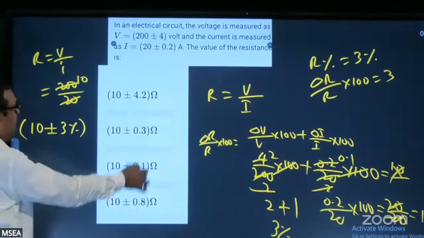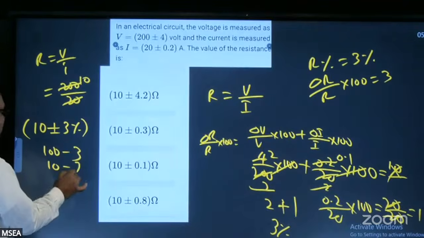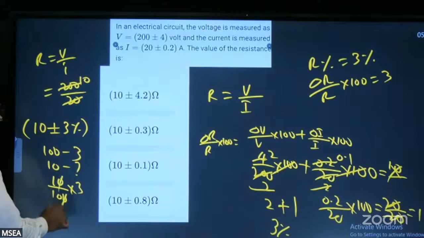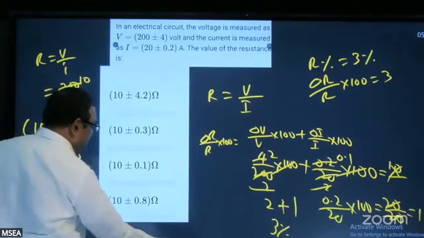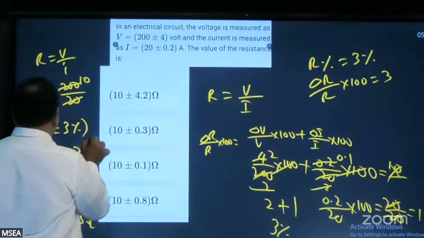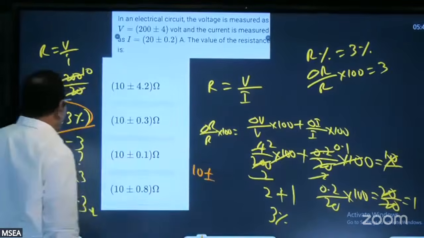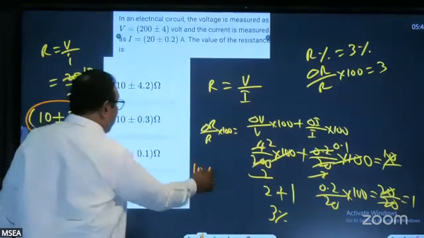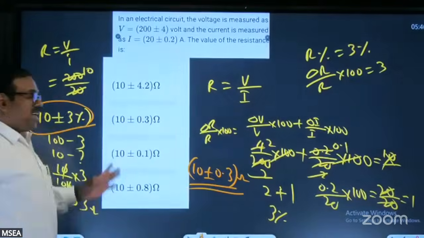But it is asking for the absolute error. For 100 it is 3. For 10 it is how much? 10 by 100 into 3, which should be equal to 0.3 ohm. Therefore, this is what we can take as the absolute error. In terms of percentage it is 10 plus or minus 3%, but in absolute terms we can write 10 plus or minus 0.3 ohm. So you can take two things.